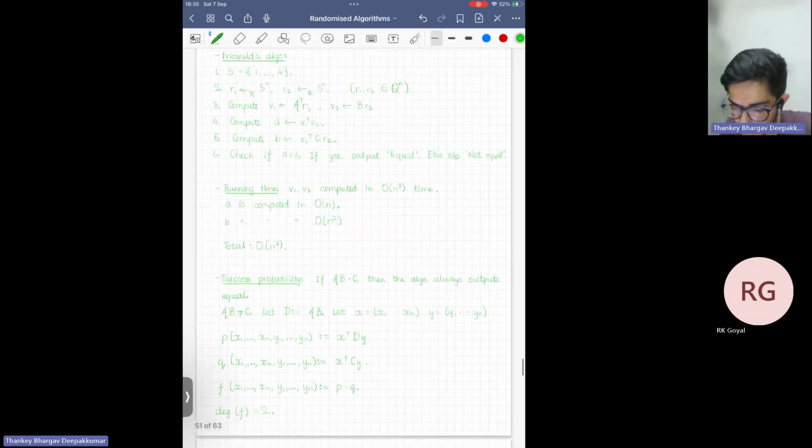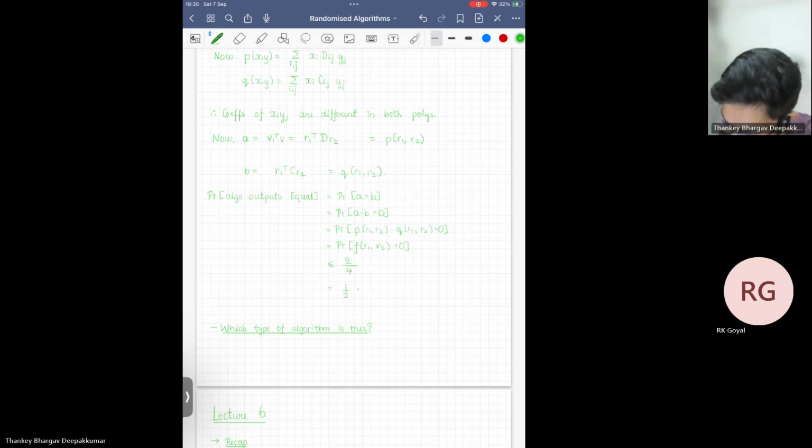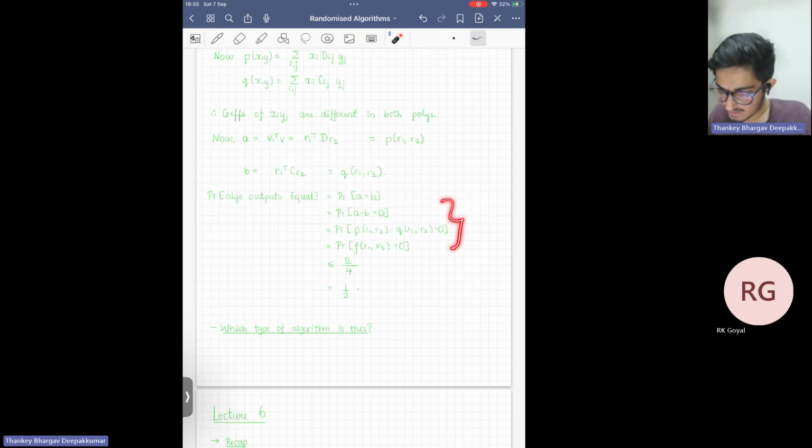And now I'm checking A equals B, right? So probability that... and this is less than or equal to 2 over 4, which is 1 over 2. Okay, so are these steps fine? The first four?